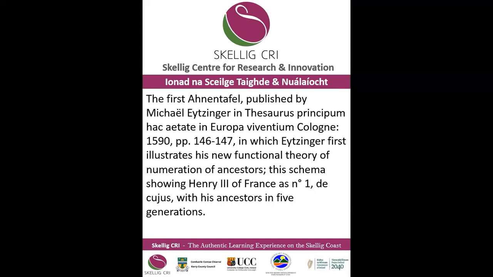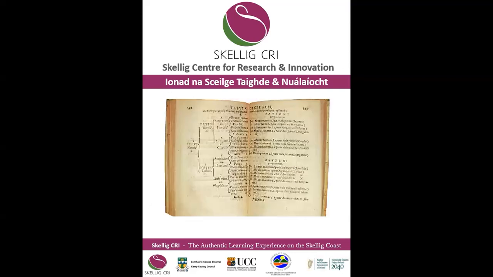The first Ahnentafel was published by Michael Etzinger in the Thesaurus Principum, and that was in 1590 that this publication illustrated the first new functional theory of numeration of ancestors. The schema showing Henry III of France with his ancestors in 5 generations. And that's in a publication. It's showing you the advent and the introduction of the print world and how important it became to suddenly display this type of knowledge in a print form.